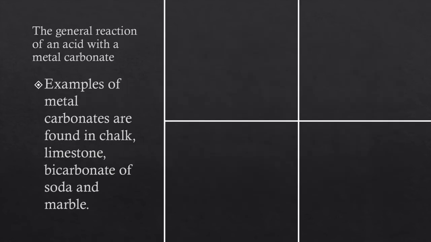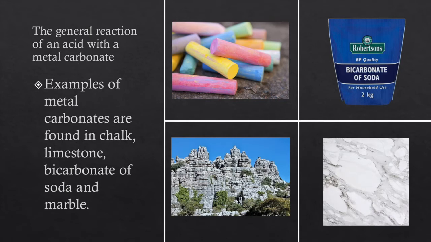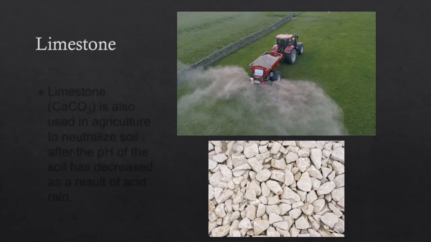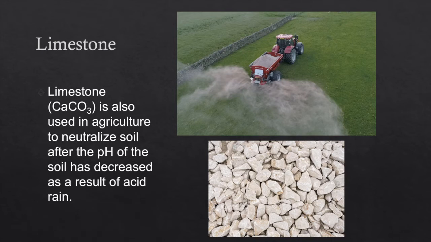Let's have a look at what some of the examples are of metal carbonates. Metal carbonates can be found in substances or items like chalk, limestone, bicarbonate of soda, and marble. These are all examples where metal carbonates are found. Limestone is quite an important one, which we'll go into detail with. Limestone is an example of metal carbonate because it is made up of Ca, which is calcium, C, which is carbon, and O, which is oxygen. That gives us the name calcium carbonate, but we use the word limestone as the common name of it.